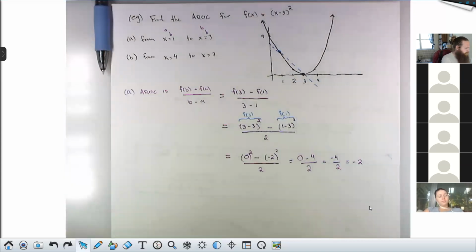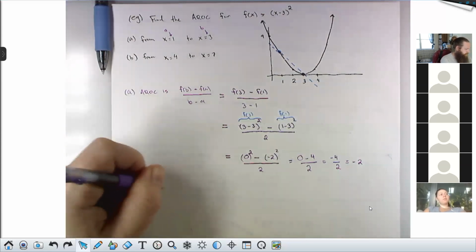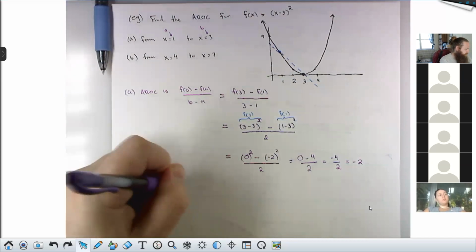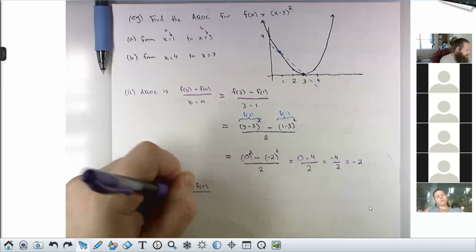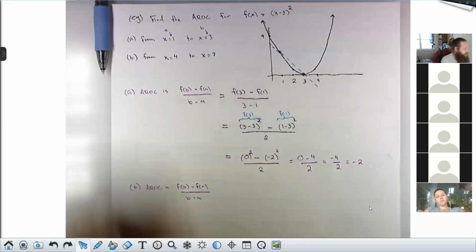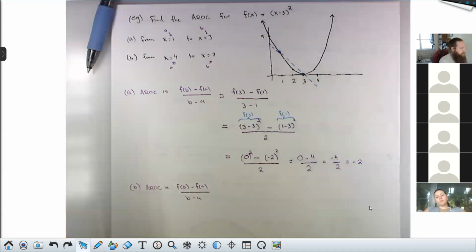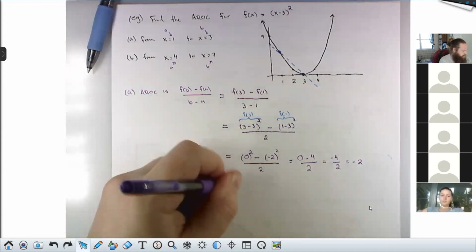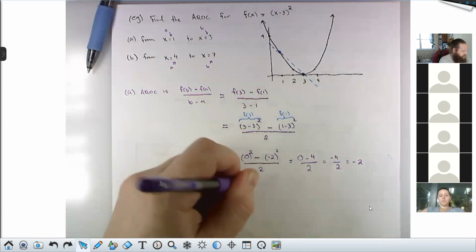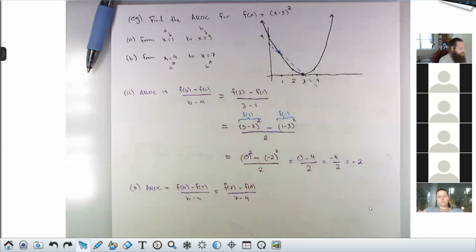Okay, let's look from 4 to 7 then. Again, I'll start just with the recipe. The average rate of change is always f of b minus f of a over b minus a. And in part b, a is 4 and b is 7. So this is going to be f of 7 minus f of 4 divided by 7 minus 4.